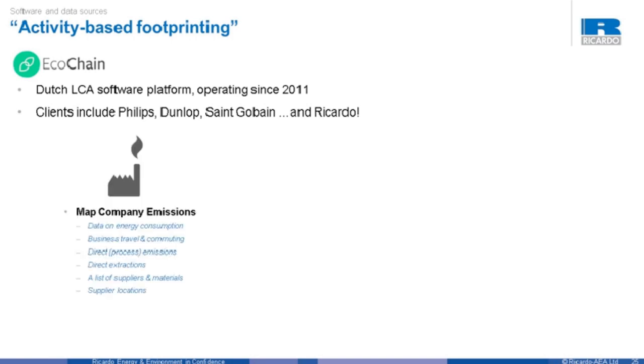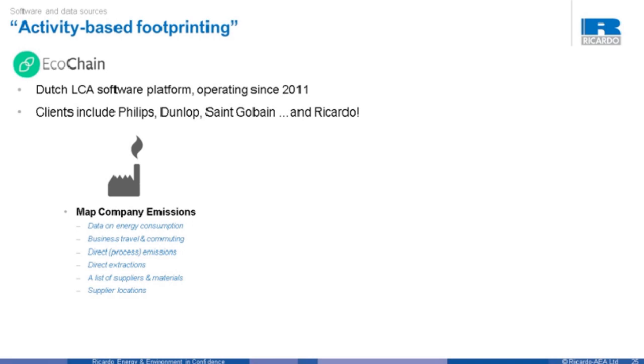The study begins by mapping the total emissions from the company. This is a list of the likely data sets required to complete that high-level assessment. It includes things like data on the energy consumption, direct extractions, and you also need to know the suppliers and where they're located.